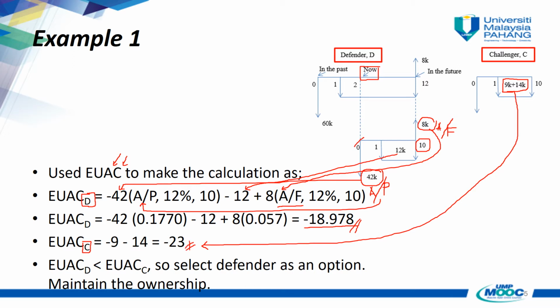If we compare EUAC for C, the challenger, and EUAC for D, the defender, we will see that the EUAC of D is less than C. So we will select the defender as our option. Once we get this, we see that it is better for us to maintain the ownership.